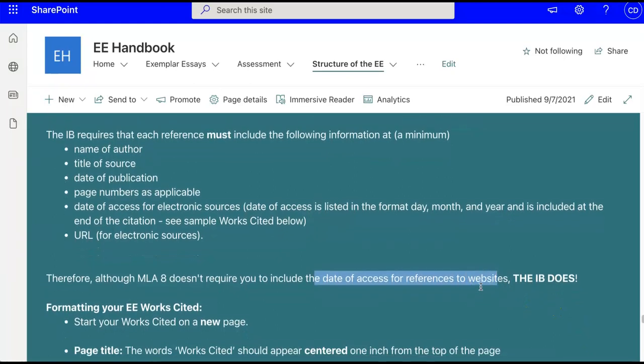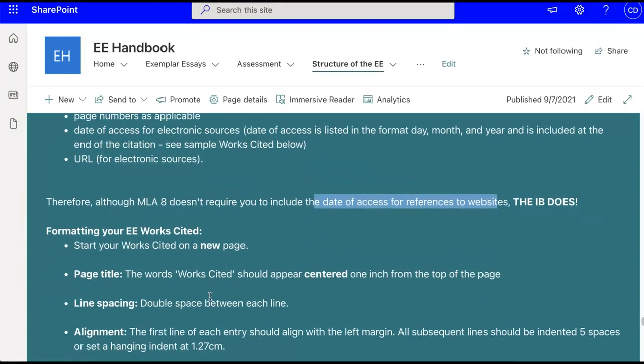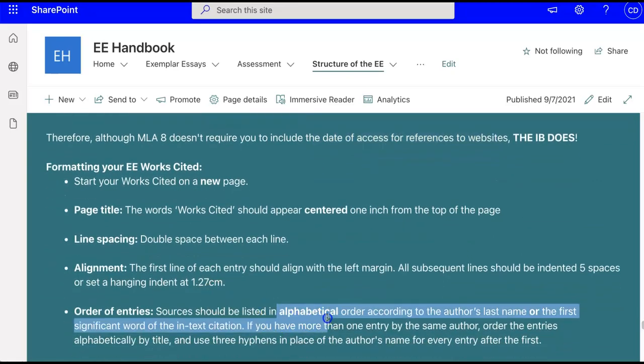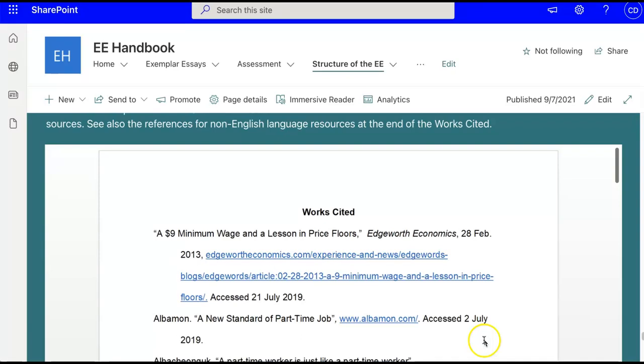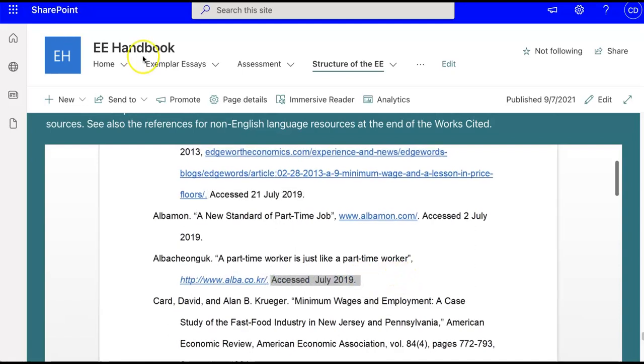Okay, remember to start your works cited or your bibliography on a new page. Make sure it's formatted appropriately. Okay, and as I said, the sources should be listed in alphabetical order. So you can see here I've got a sample works cited page, and this is what I'm talking about in terms of the date of access. The date of access for all online sources. Any website I'm using, I've included the date of access, and that's very important.